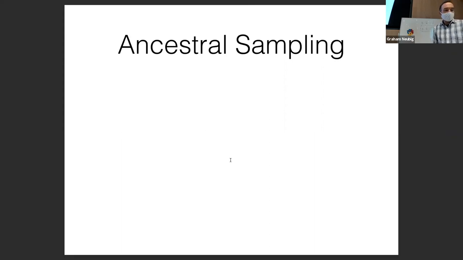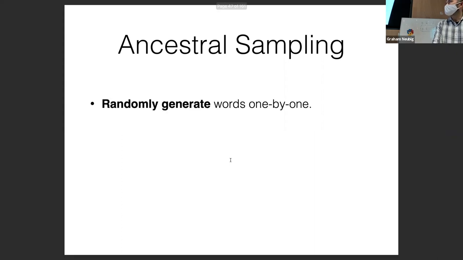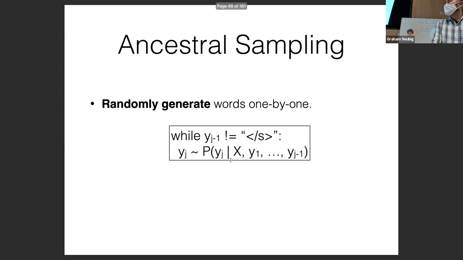So in order to sample outputs, there's something called ancestral sampling. What ancestral sampling is, basically, is you randomly generate words or tokens in the output one by one. And this is the algorithm. It's so simple, you probably don't even need me to write it up here. But basically, while you have not arrived at the end of sentence or end of sequence token, you randomly sample a token from the conditional probability distribution.